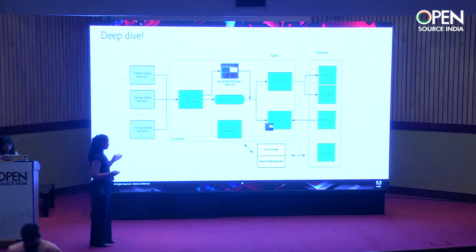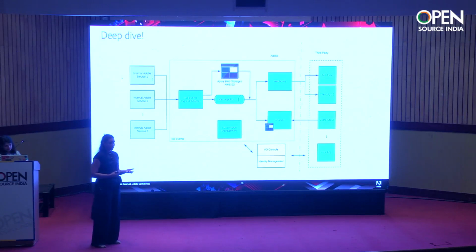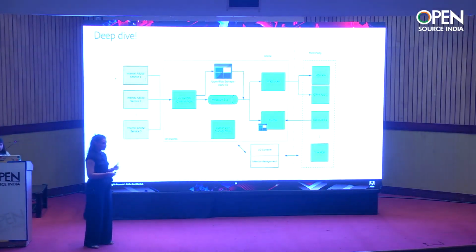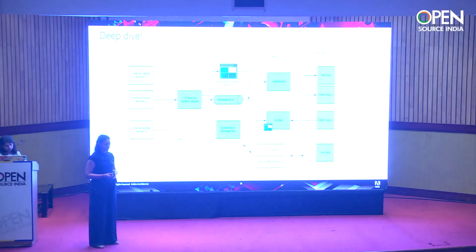We then have the I/O events ingress adapter. The I/O events ingress adapter fetches these messages from the various services. There are various ways in which we receive. Some of the services expose an endpoint through which we keep polling for the messages. Some of them publish these messages to a messaging bus like Kafka. We then listen to a topic on Kafka, fetch these messages, and do the further processing.